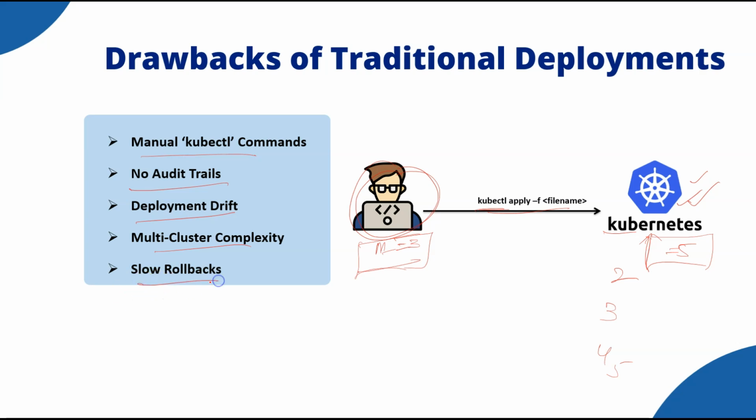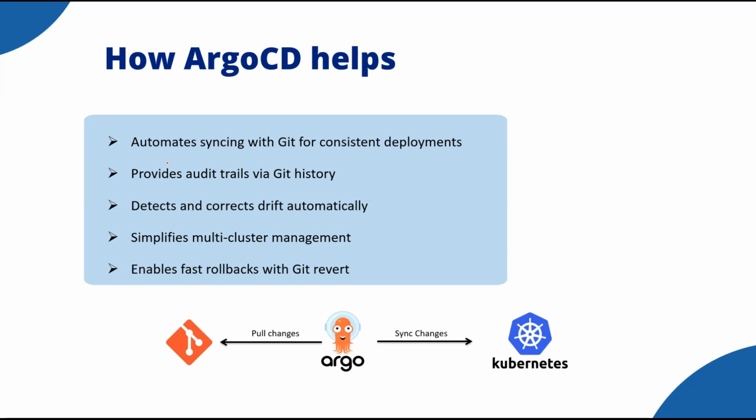Next, slow rollbacks. Again, assume that you have deployed something on the cluster, but after some time it breaks something. Rolling back is only possible because the manifest files are with you. At the same time, other people should know what kind of changes were made to these configuration files. I can say that rollbacks are possible, but there are some limitations. So these are the drawbacks which we have, and we can overcome those with the help of Argo CD.